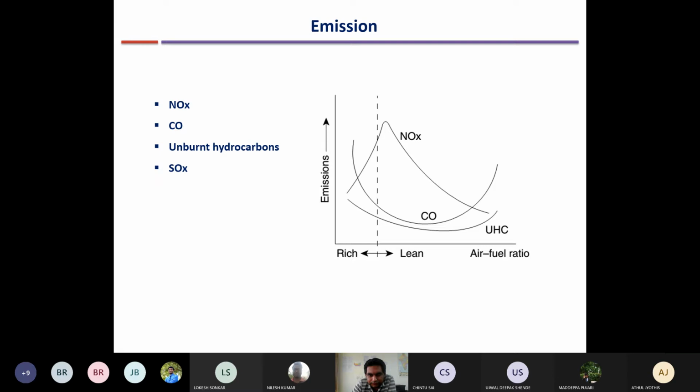Incomplete combustion. Sir, for lean, very rich or very lean, what will happen? For a lean mixture, temperature is too low. Okay. Yes. So even for a very rich mixture, there will be incomplete combustion and temperature will become too low. So if temperature is too low, NOx formation is less.